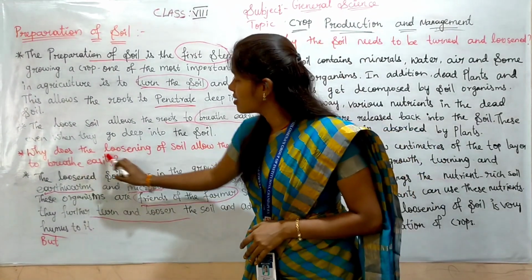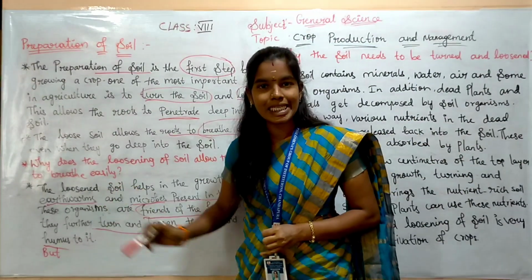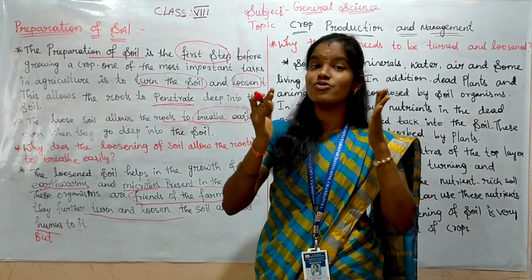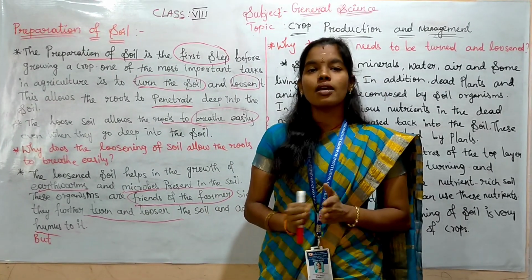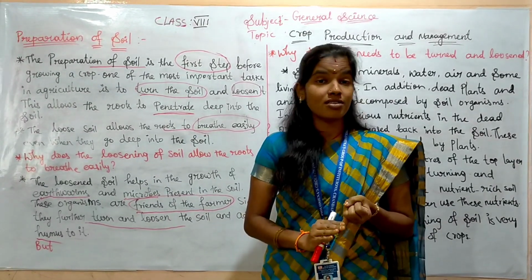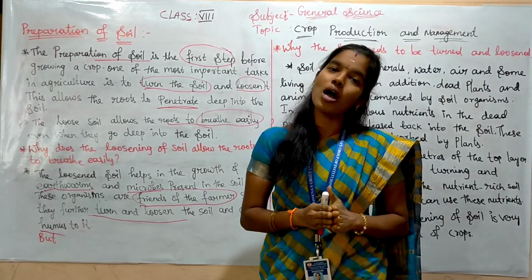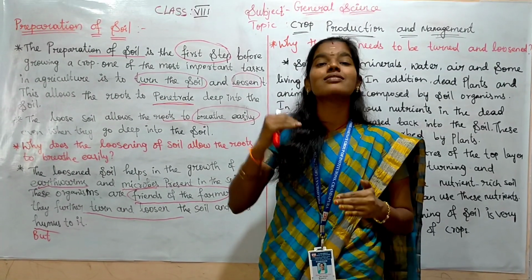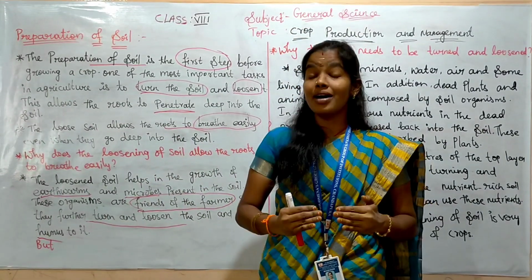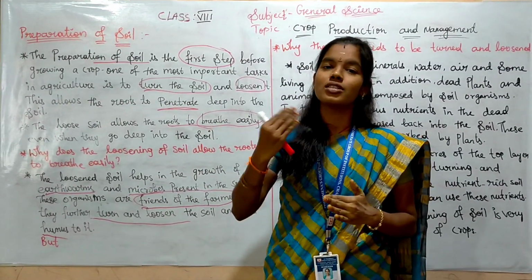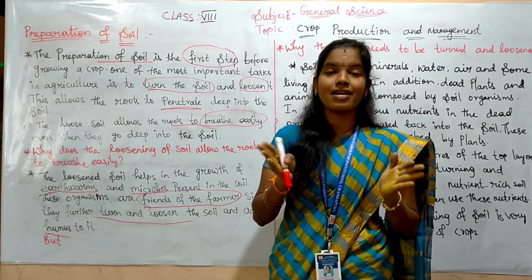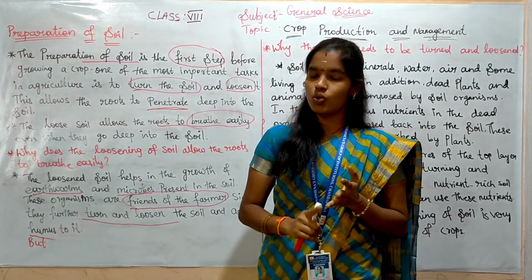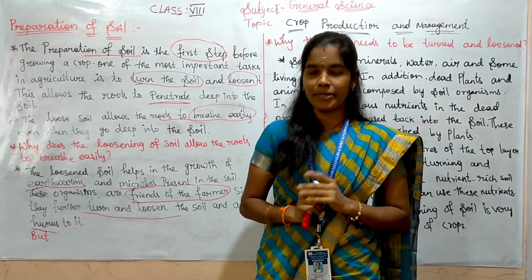So why does the loosening of soil allow the roots to breathe easily? The first reason is it helps the growth of earthworms and microorganisms present in the soil. Next, we call microorganisms and earthworms friends of the farmer. Why? Because we have already loosened the soil, but they further turn and loosen the soil and add humus to it. Because of those reasons we call earthworms and microbes friends of the farmer.